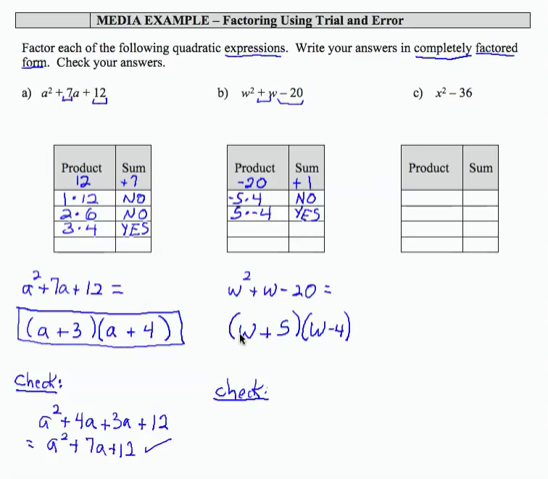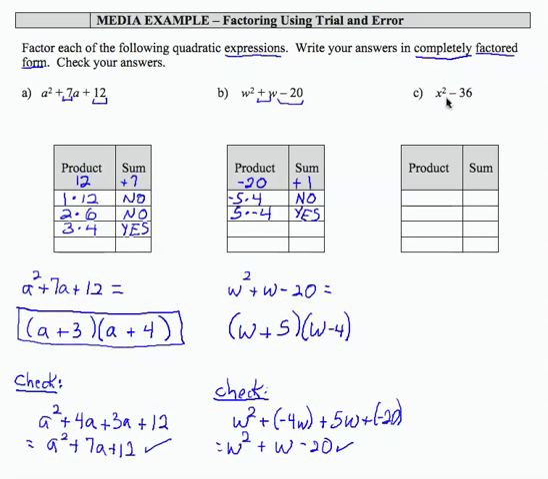I go back and I look at my numbers. w times w is w squared, plus w times negative 4 is negative 4w. Plus 5 times w is 5w, plus 5 times negative 4 is negative 20. So I get w squared, negative 4w plus 5w is a positive 1w, plus a negative 20 is minus 20, so that result checks.